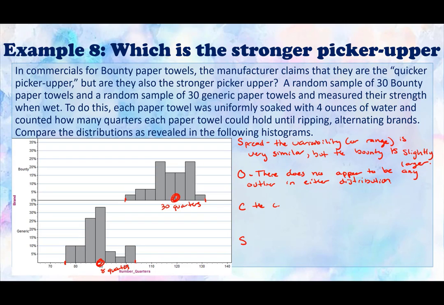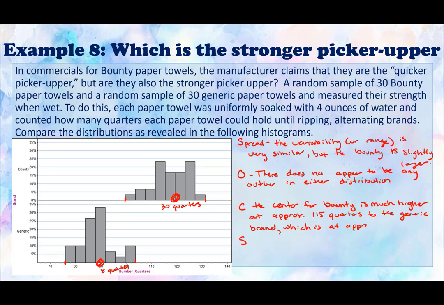So that's what we're going to say. The center for the Bounty is much higher at approximately 115 quarters compared to the generic, which is at approximately, what did we say it was? At 90? Approximately 90 quarters.